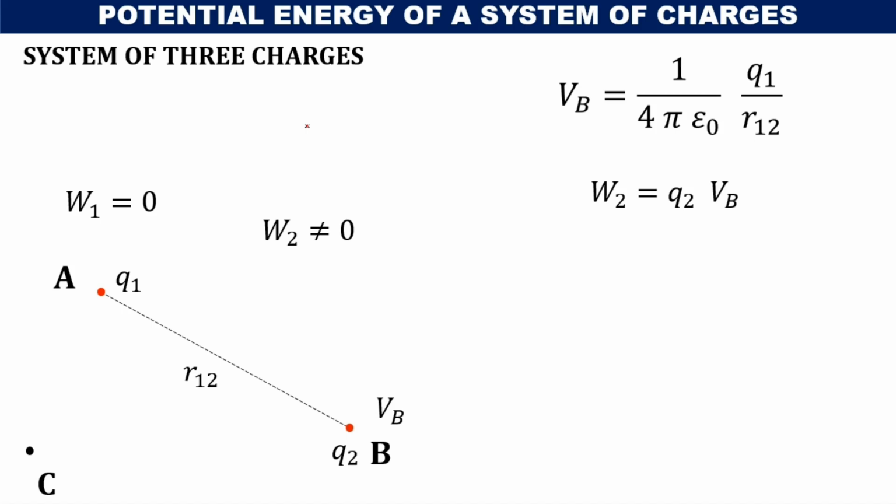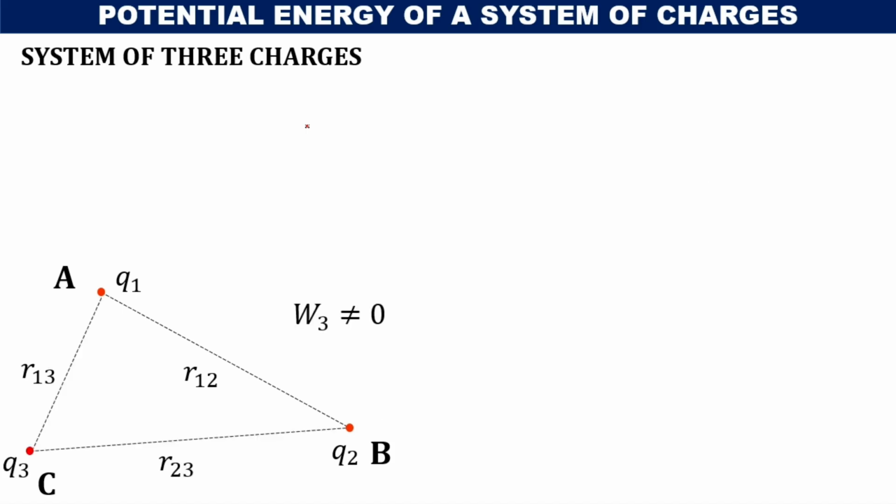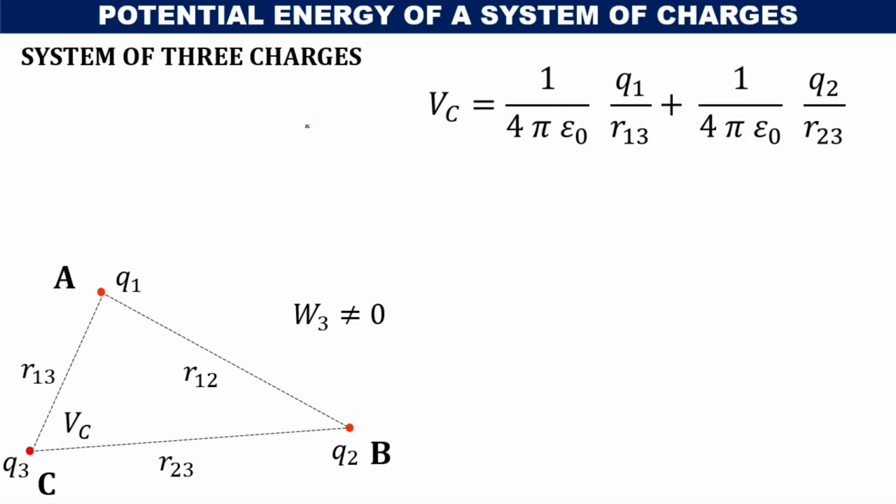W2 must be equal to the product of charge Q2 into potential VB at position B. Substituting the value, we will get the expression for W2. W1 is obtained, W2 is obtained. Now we need to consider the determination of W3. Because both the charges Q1 and Q2 are present, the potential at point C will be represented as Vc, and this potential will be equal to the algebraic sum of the potential at C due to the charge Q1 at A and Q2 at B.